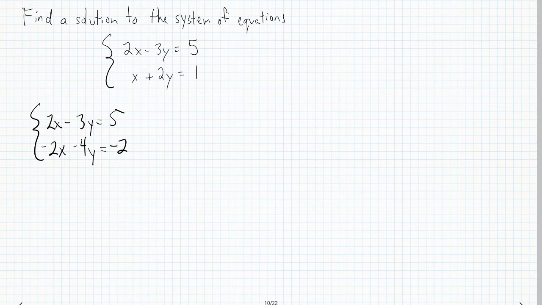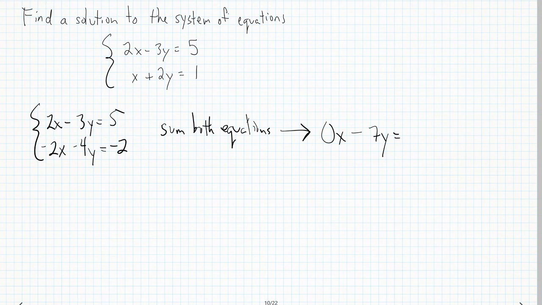So notice now, when we multiply the whole bottom by negative 2, that makes negative 2x minus 4y equals negative 2. Now we can sum both equations. Okay, what does that give us? Well, we'll get 0x, which is good. We want to get rid of that. Minus 7y equals 3, I believe. Let me sum that. Okay, so that means negative 7y equals 3, which tells us that y equals negative 3 over 7.